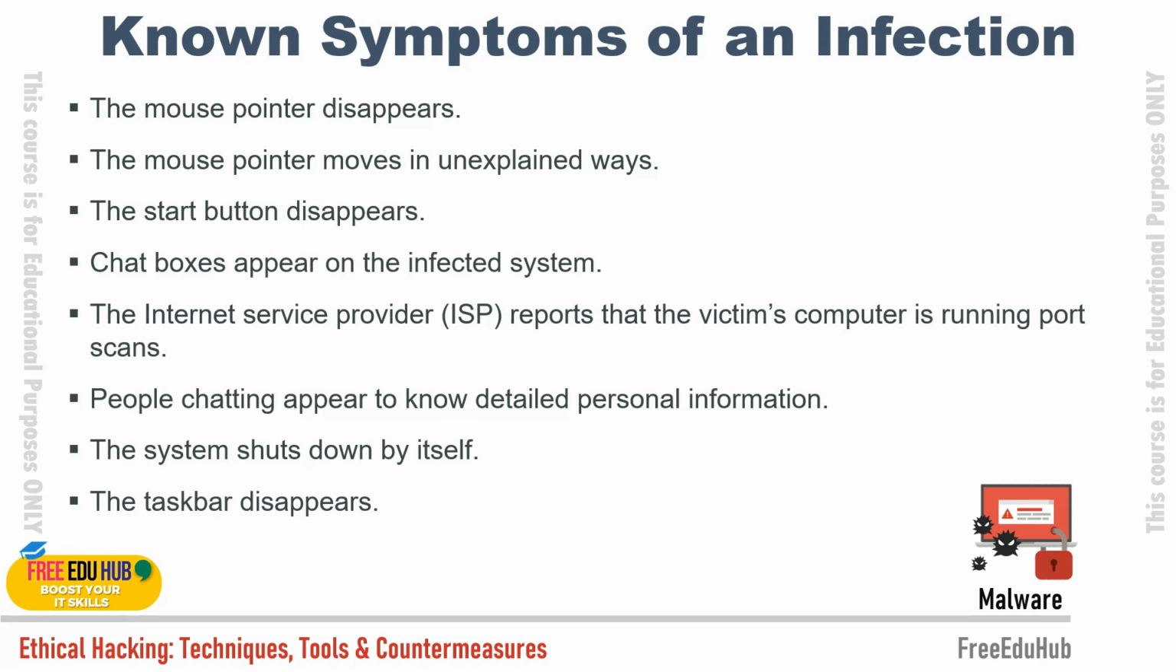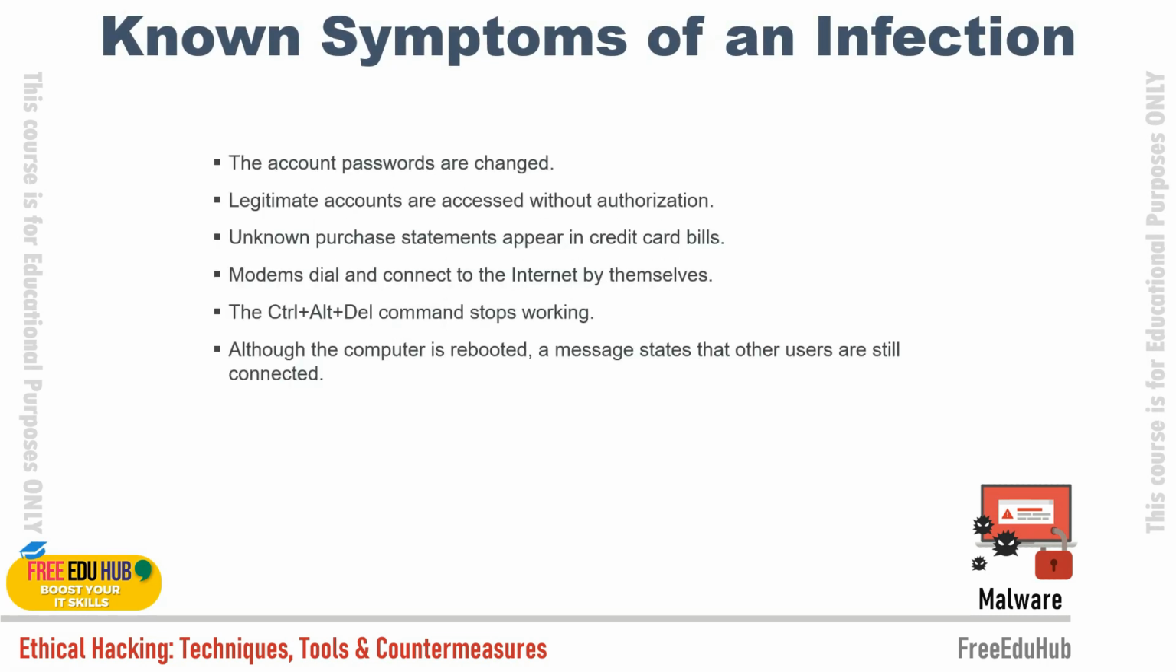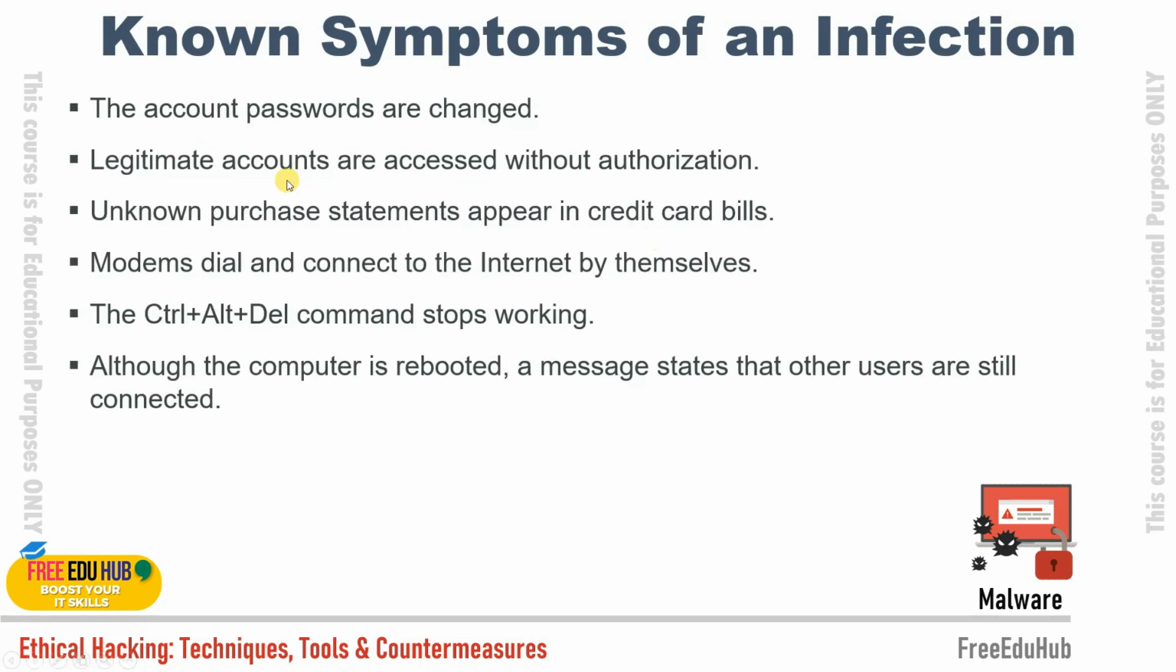The mouse pointer can disappear. The start button could disappear. Chat boxes can open. It can even show ISP messages saying that your internet service provider is running certain scans on the computer. It can shut down the system, or the taskbar can appear and disappear from the computer. The account password can be changed, and if you try to log in, it would say that the password has been changed, or you'll have to enter a new password. Maybe the account could be accessed remotely, unknown purchases could be made, or statements or credit card bills could appear on your accounts.